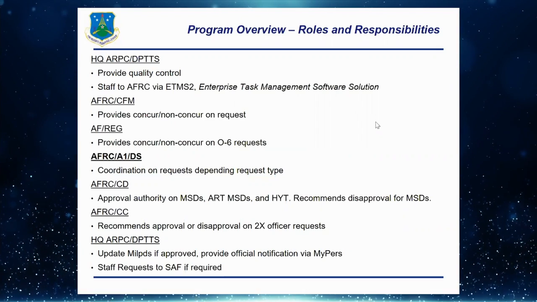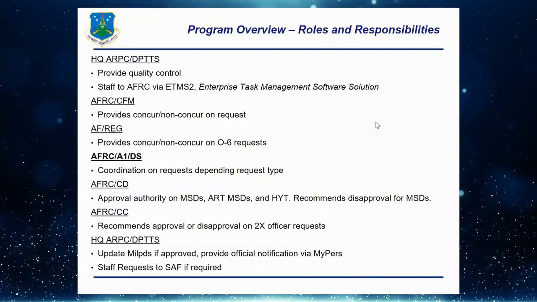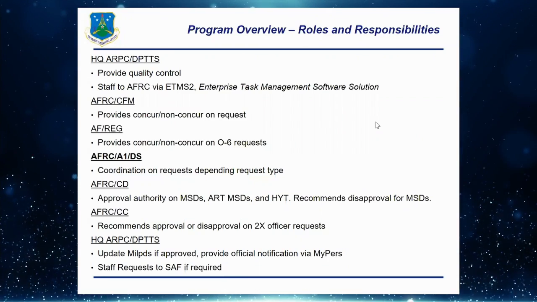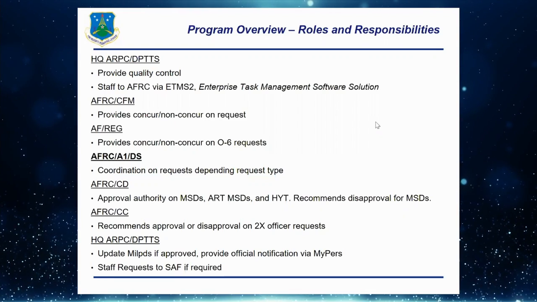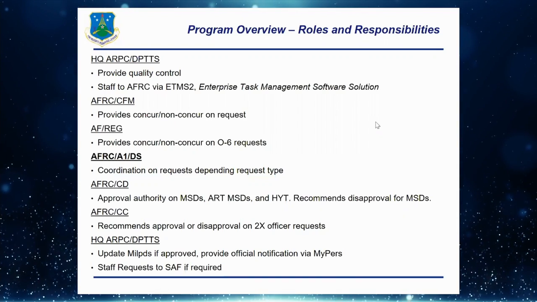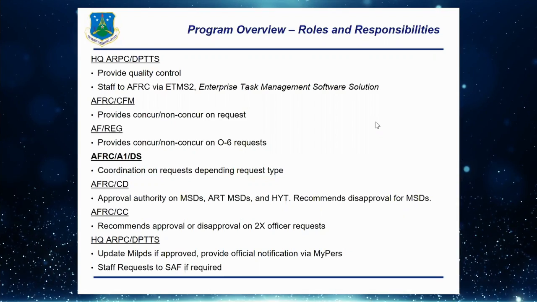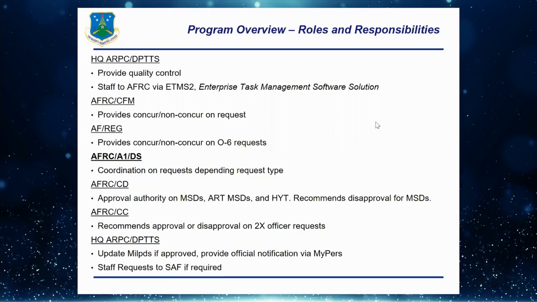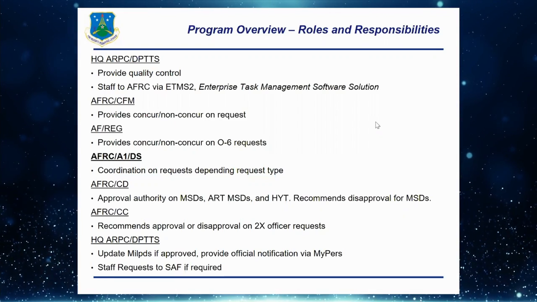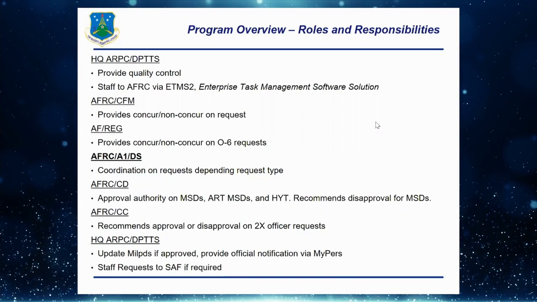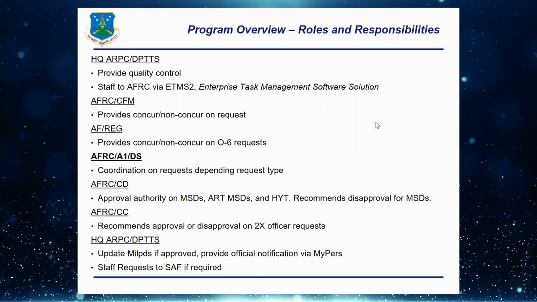And then the request comes back to us here at ARPC. What we do is we make sure everything's good to go. We look at the approval memos. We update MILPDS with the new MSD date. And we also provide official notification via MyPers. Now, at this point, we also determine if a package needs to go to SAF. As I mentioned, complete disapprovals and 2-time deferred officers get forwarded to SAF.